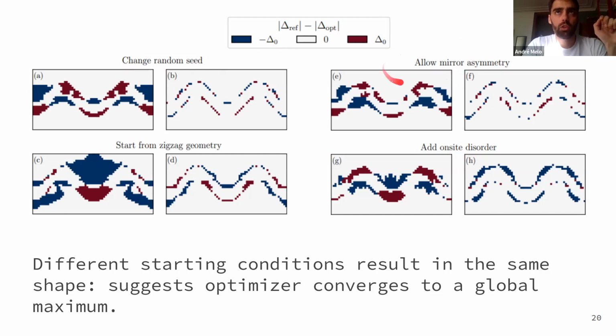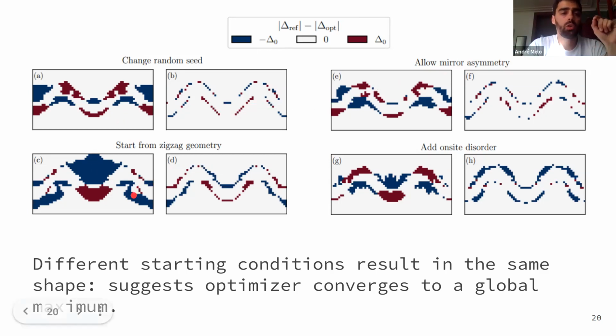In another simulation, we allow the system to be mirror asymmetric. Previously, I was always adding 2 sites at a time at plus x and minus x to force mirror symmetry. Here, we allow the optimizer to add 1 site at a time, such that it can choose to find a mirror asymmetric geometry if it works well.